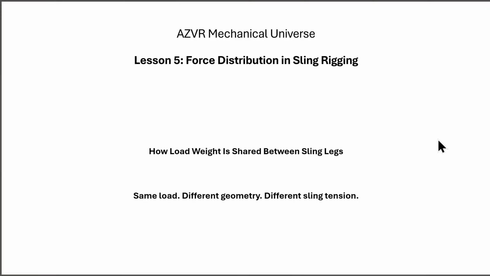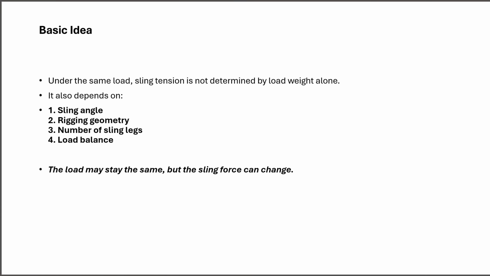Lesson 5. Force distribution in sling rigging. How load weight is shared between the sling legs. Same load, different geometry, different sling tension. Basic idea: under the same load, sling tension is not determined by load weight alone.